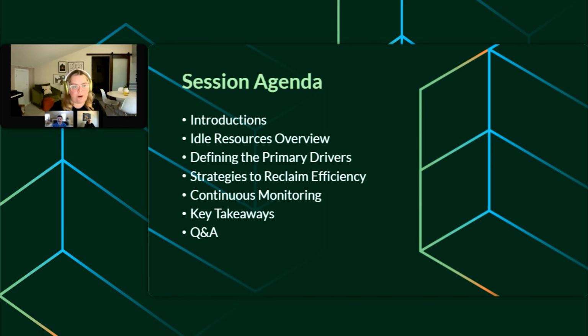So digging right in here, I'll move on to the agenda for today. We'll be starting with a quick overview of idle resources in Kubernetes and why they matter. And then from there, we're going to define some of the primary drivers that can contribute to this inefficiency. Next, we'll dive into some strategies that you can use to start reclaiming some of the efficiency in the primary drivers that we cover. And then we're also going to talk about some continuous monitoring and how you can keep those costs from creeping back in. And then we'll also wrap up with some Q&A at the end.